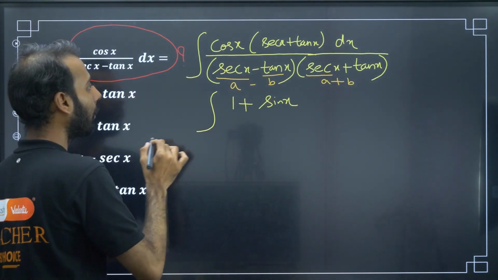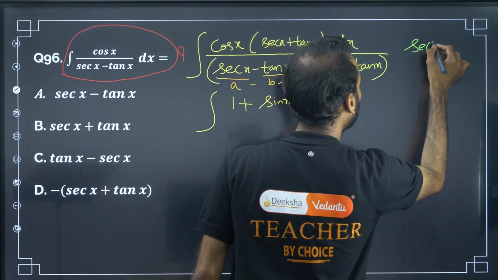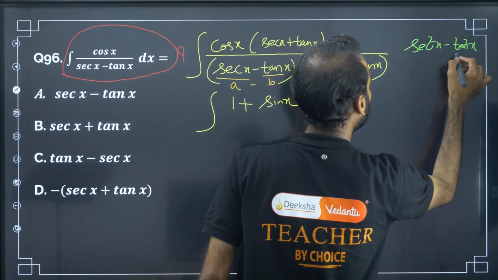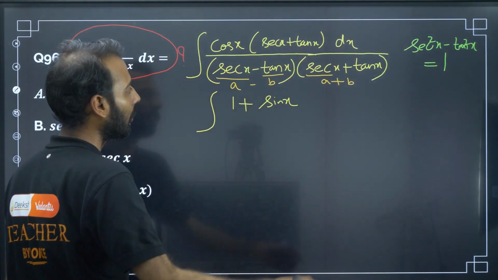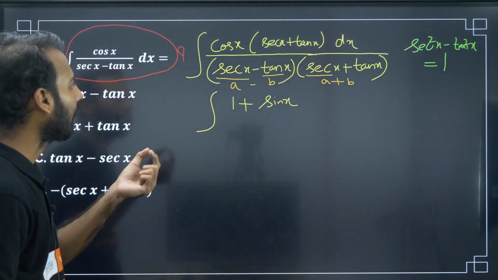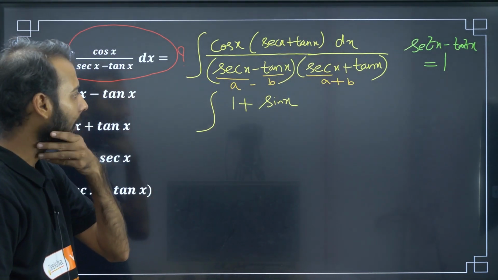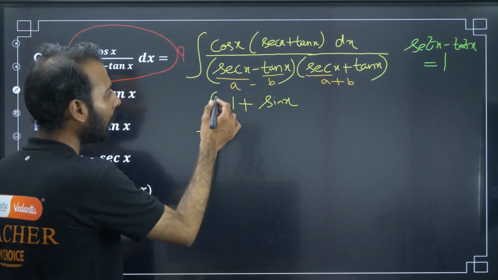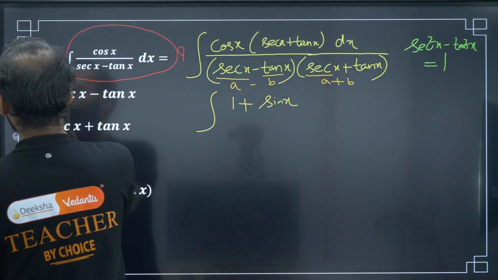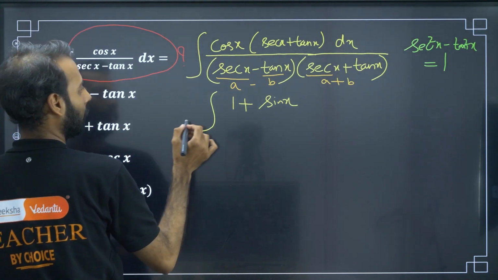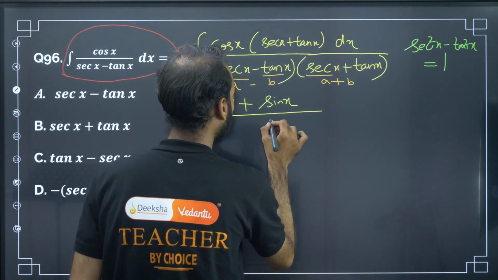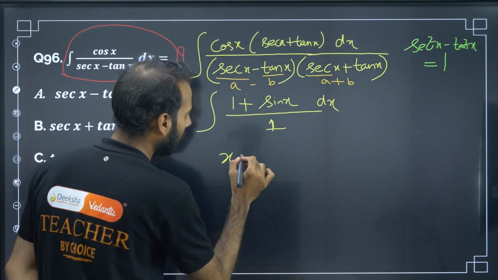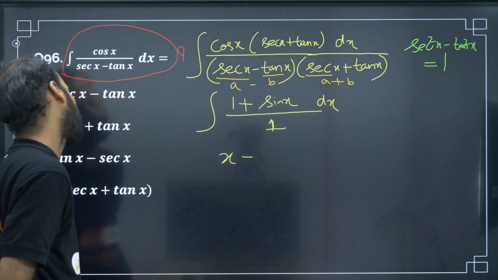You should already be aware of this formula: sec²x minus tan²x is equal to 1. Take that as a key point. (sec x minus tan x)(sec x plus tan x) is sec²x minus tan²x. So a minus b, a² minus b². So this entire denominator becomes 1, and dx. Integration of 1 is x. Integration of sine is what?